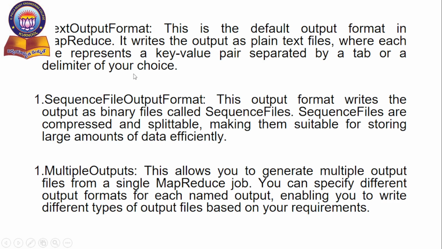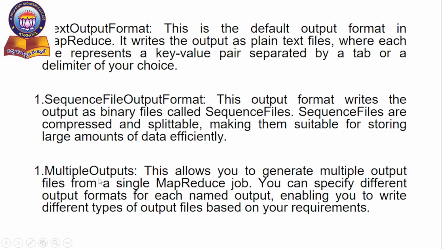So let's see one by one. Text output format. This is the default output format in MapReduce. It writes the output as plain text files where each line represents a key value pair separated by a tab or a delimiter of your choice. That's a user choice. You can use any delimiter. Next, sequence file output format. This output format writes the output as binary files called sequence files. Sequence files are compressed and splittable, making them suitable for storing large amounts of data efficiently.